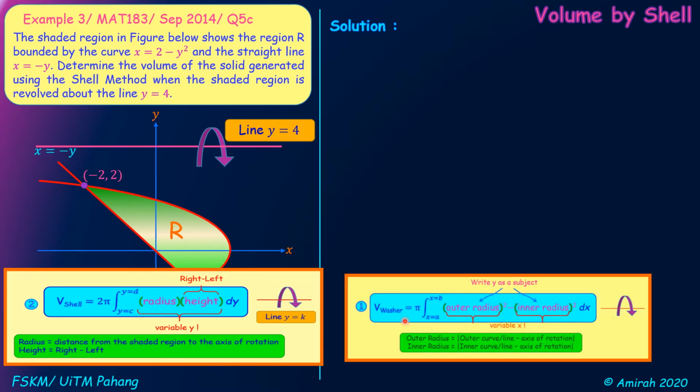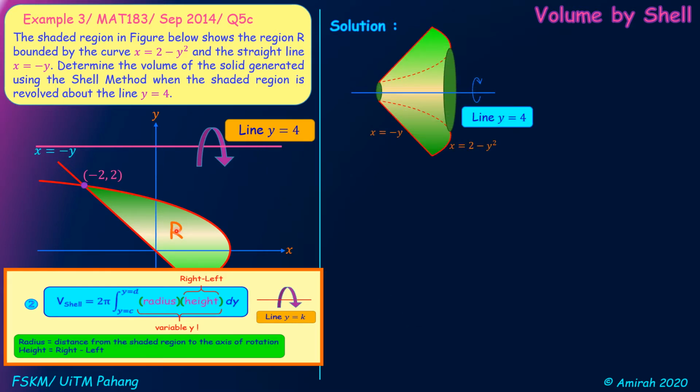Under the washer method, we recall that if the axis of rotation is a horizontal line, we need to integrate with respect to x, and everything must be in terms of the variable x. Under the washer method, we have outer radius squared minus inner radius squared, but we don't have height. Under the shell method, we don't need to square the radius, but we multiply radius and height. And under the shell method, we have the constant 2 pi here, but under the washer method, we have a single pi here. Right?